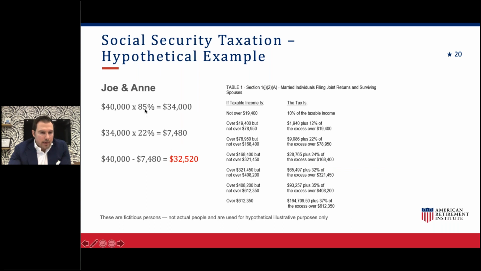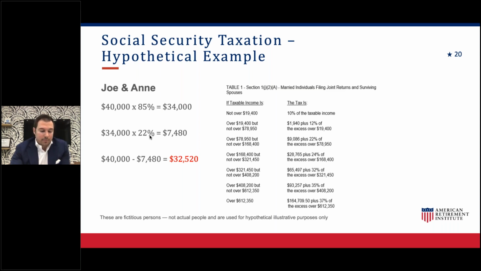40,000 times 85%, that's 85% of their Social Security, is 34,000. 34,000 at a 22% tax bracket is 7,480. 40,000 in total Social Security benefits minus 7,480 is a net 32,520. That would be their net Social Security income, and 85% of their check is taxed at 22% because they were over that $44,000 threshold. And that was determined by Congress.